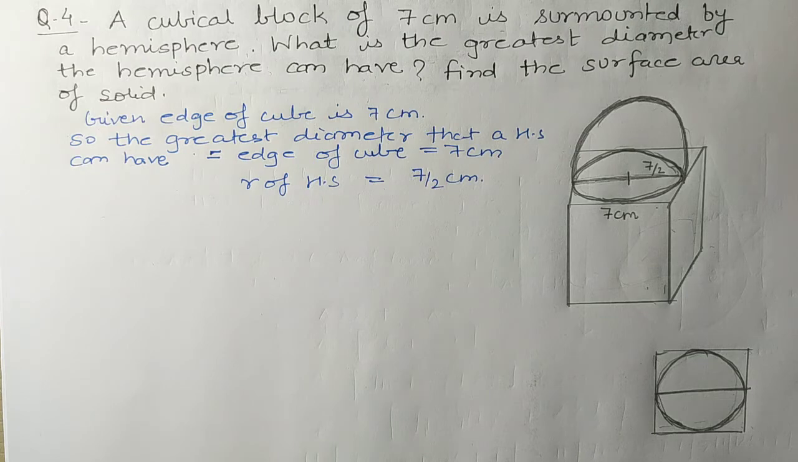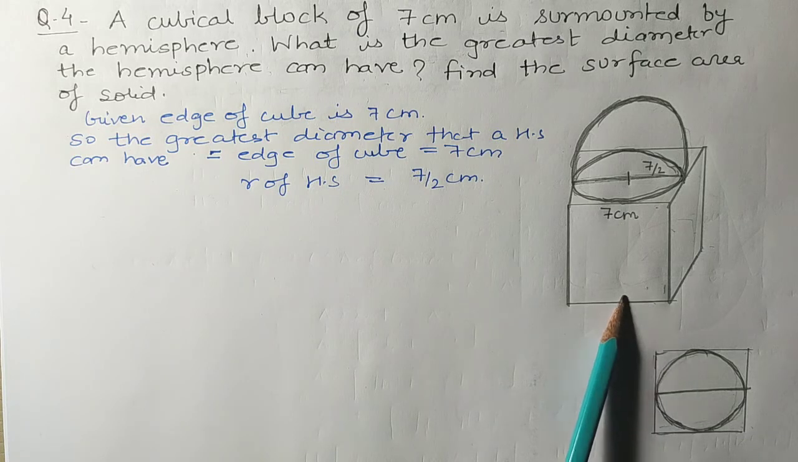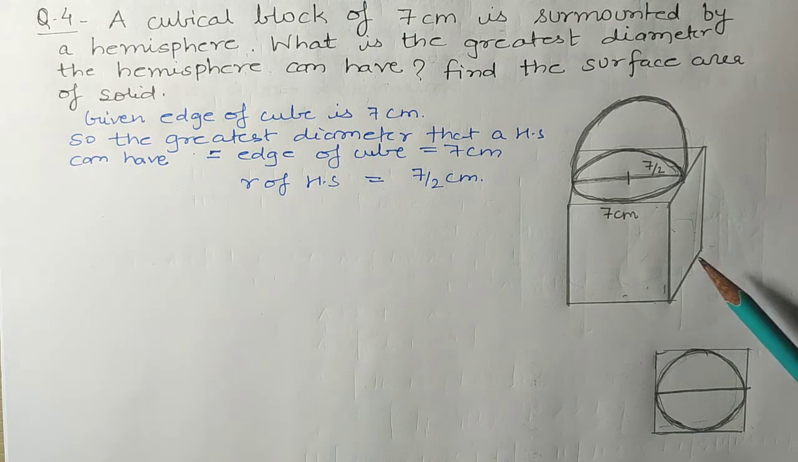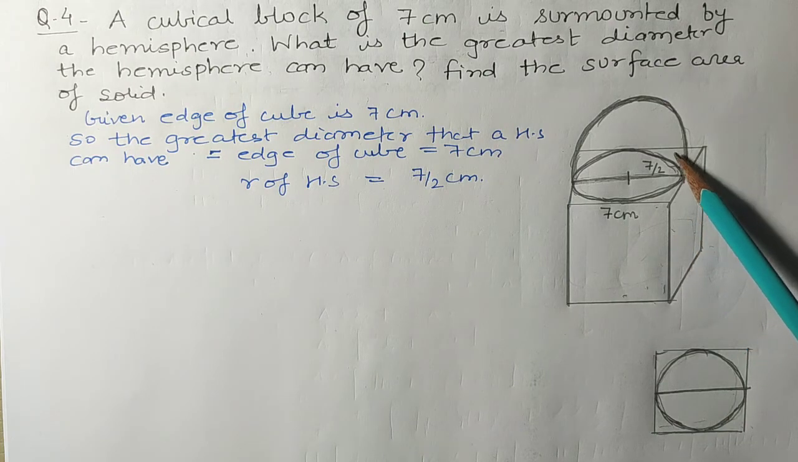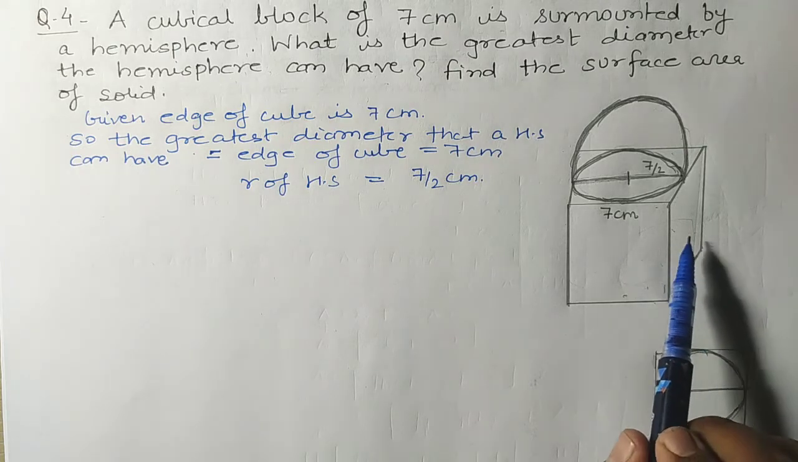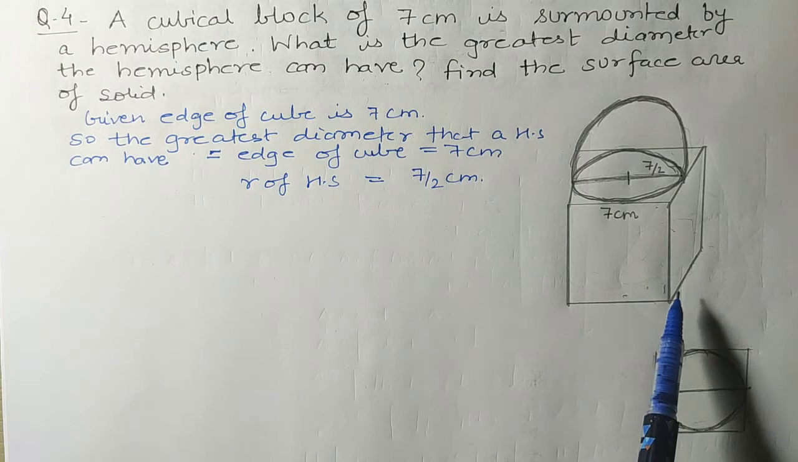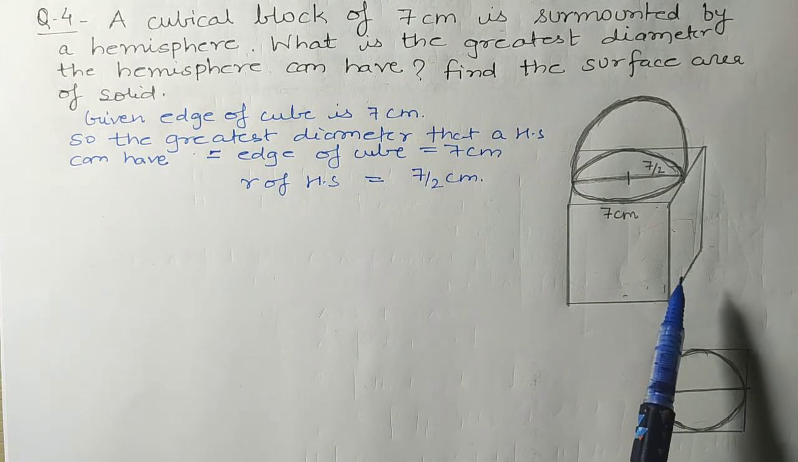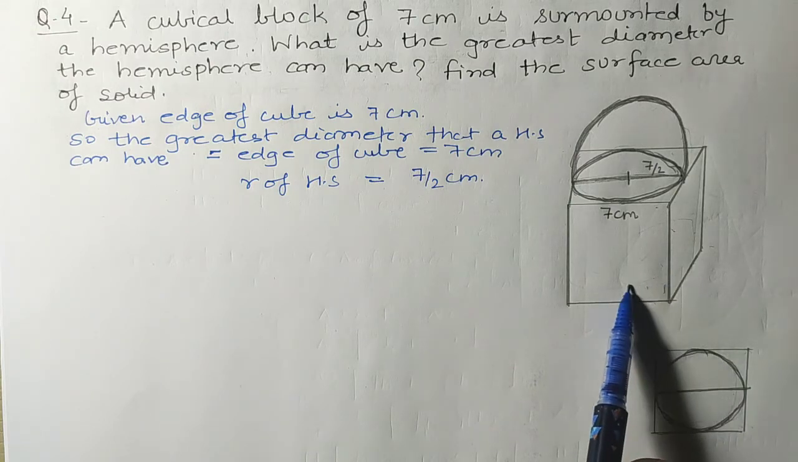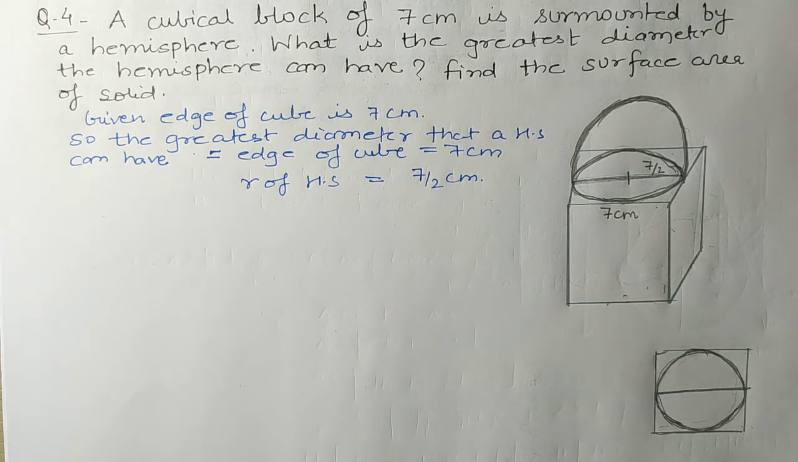Okay students, now in the question it is asked to find the surface area of the solid. We have to find the surface area of the solid, which means we have to add the surface area of this cube plus the surface area of this hemisphere. So one thing is to be understood here, students. In a cube we know that 6 surfaces are there, so the surface area of this cube will be 6a square, meaning 6 into side square.